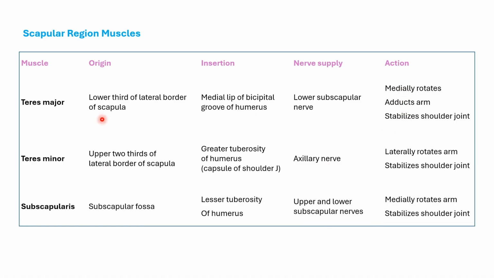And the actions: teres major medially rotates the arm, adducts the arm and stabilizes the shoulder joint. Teres minor laterally rotates the arm. Subscapularis medially rotates the arm and stabilizes the shoulder joint. Also, teres minor stabilizes the shoulder joint.